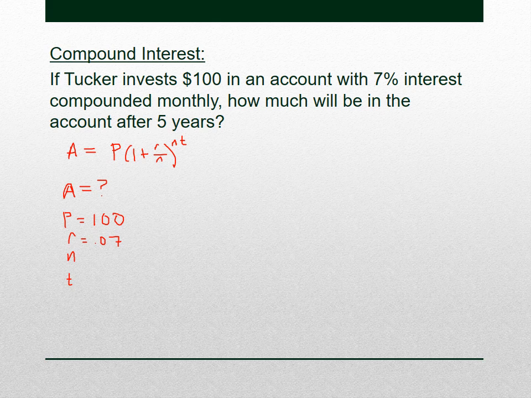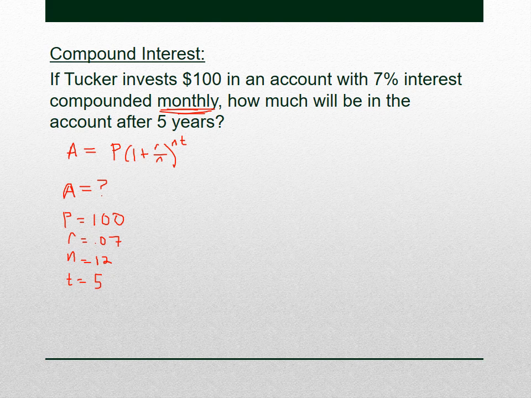n is the number of times per year that compounding is happening. So we're talking about monthly. Since there are 12 months in a year, n is 12. If we were talking about annually, that would be one time a year, and n would be 1. If we were talking about daily, assuming it's not a leap year, that would be 365 times a year, so n would be 365. Whatever that per year is tells you what n is. And lastly, t is the number of years, and it says after 5 years.